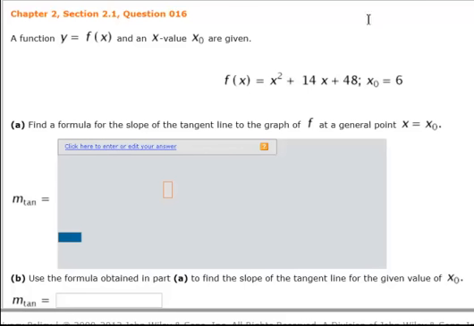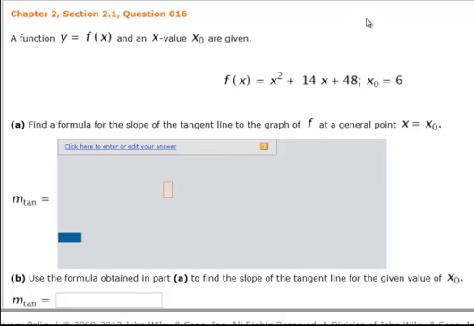This is homework section question number 3 from chapter 2, 2.1, question number 16. It says a function y equals f of x and an x value x naught are given. And then they give you the equation. A, find a formula for the slope of the tangent line, not the formula for the whole tangent line, just for the slope of it, to the graph of f at the general point x equals x naught.